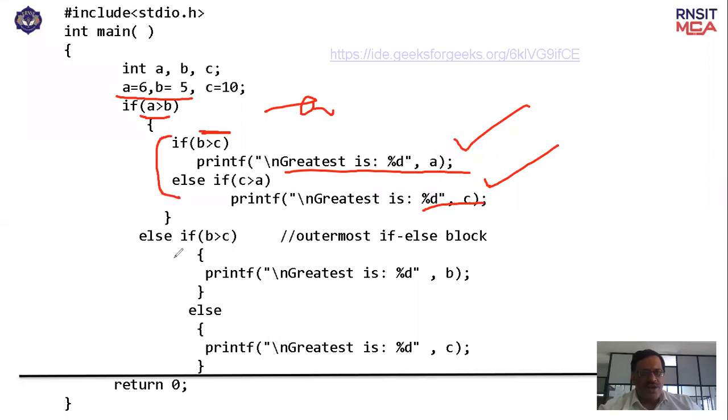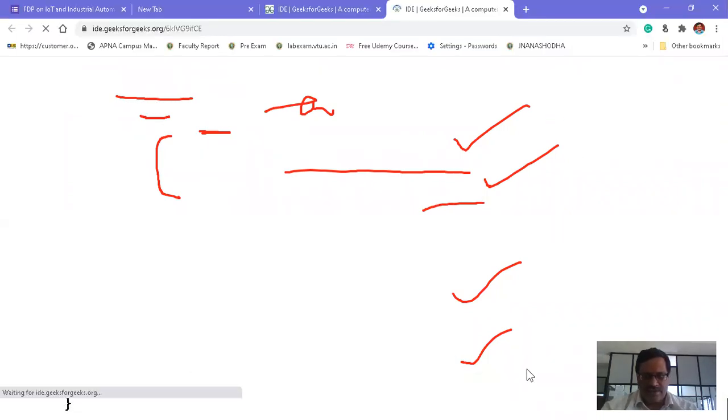And suppose A is not bigger, then you check the else part: else, is B greater than C? If B is greater than C, then you can write B is greater, or else you can write C is greater. The same program is available in this particular link. I have typed it and it is ready. I just click on it so that it opens. Meanwhile, I just clear the screen.